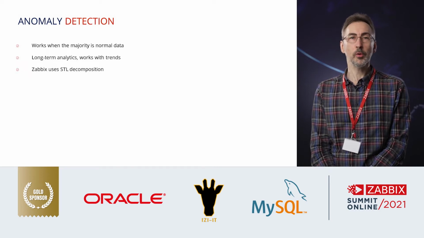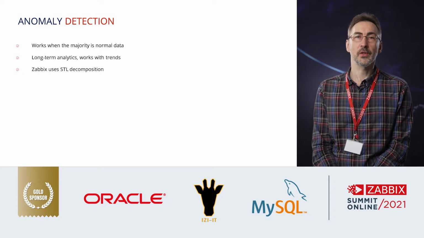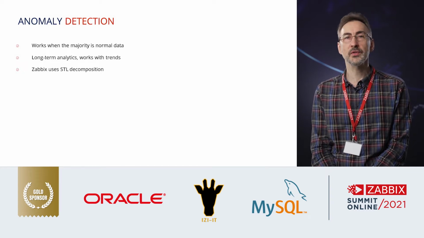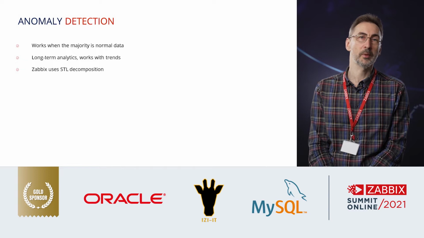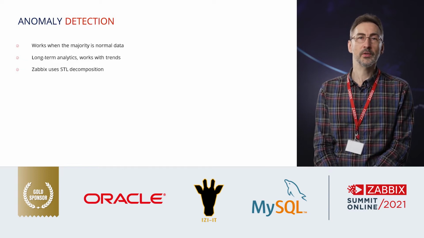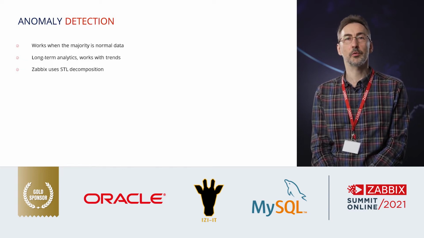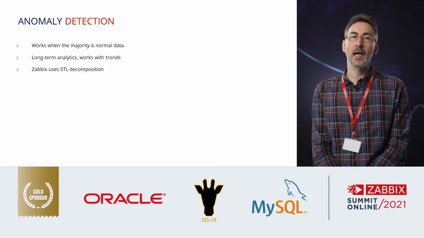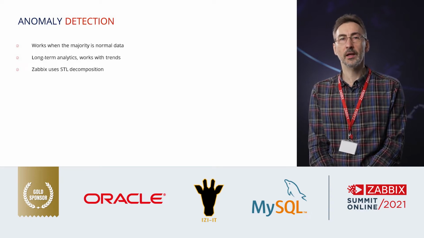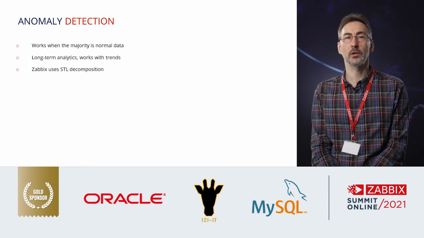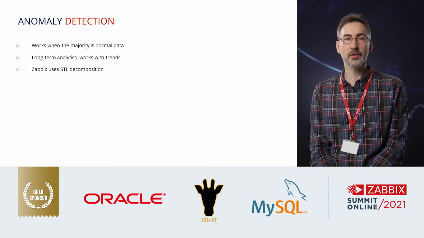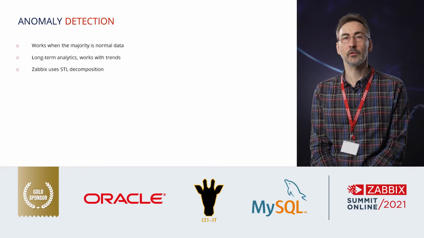There is a number of approaches to finding outliers in time series, some of them are simple and some are very complicated. We chose STL decomposition as a balance between good results and simplicity. STL stands for seasonal and trend decomposition using LOESS. LOESS is a mathematical method of curve smoothing.